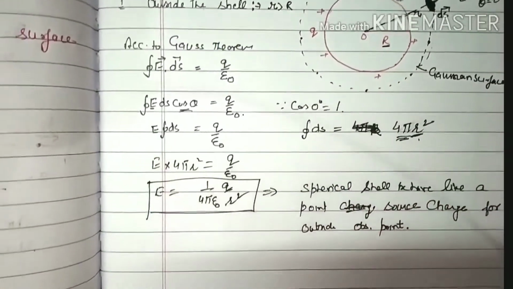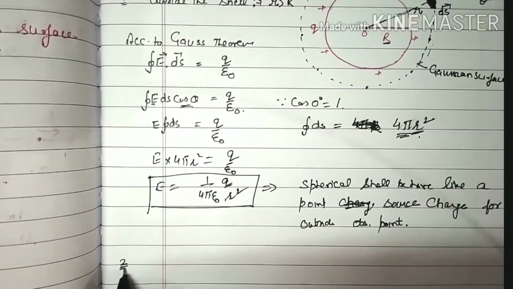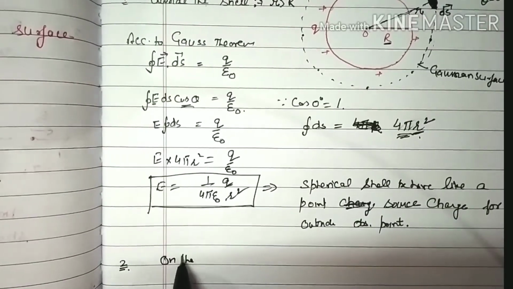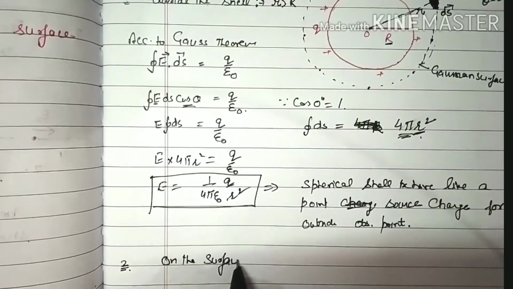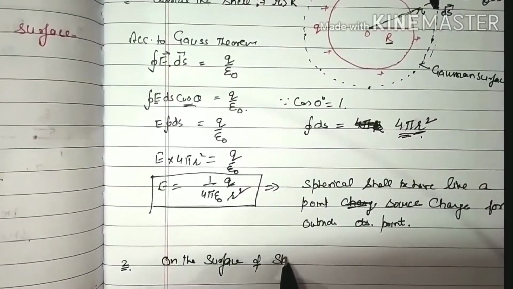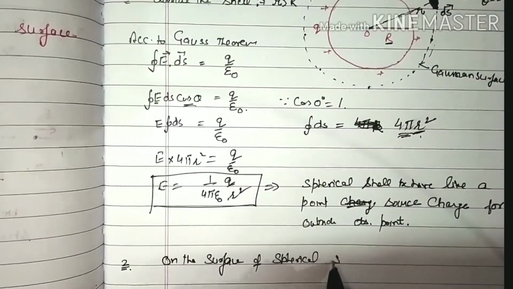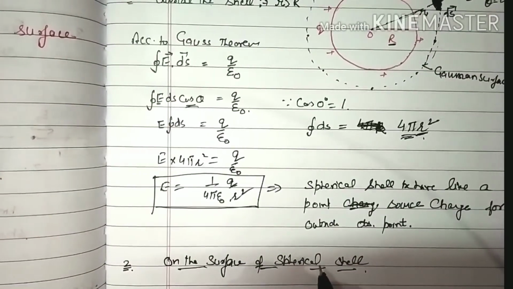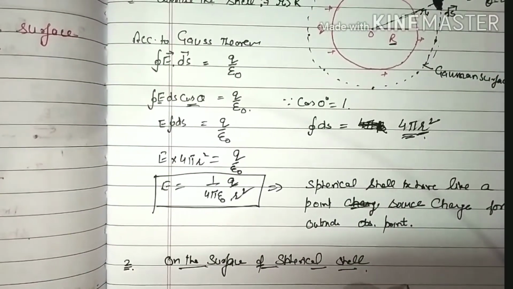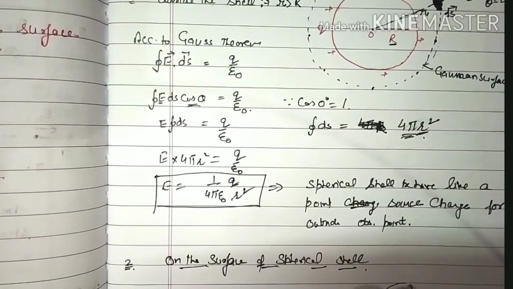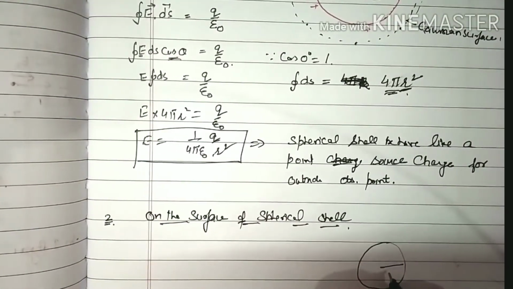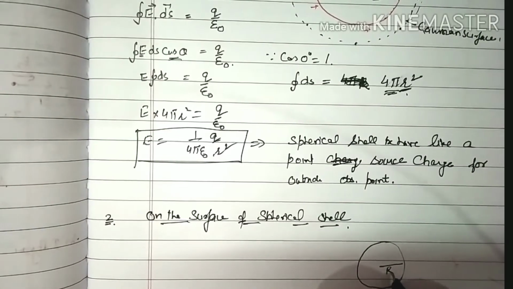Now second is on the surface of the spherical shell. This is the second case. Now we have to find out the electric field on the surface. Now this is capital R.